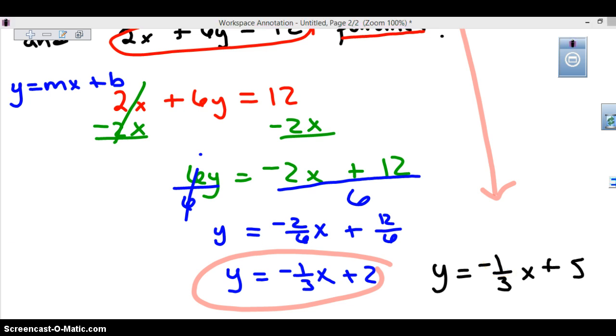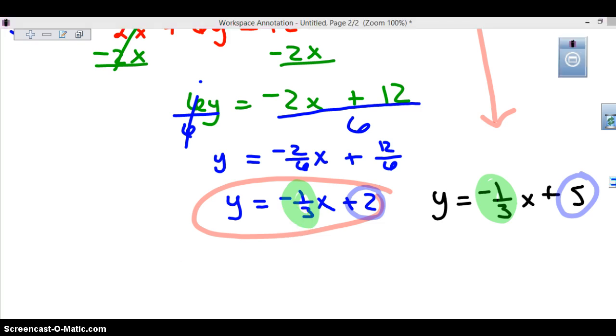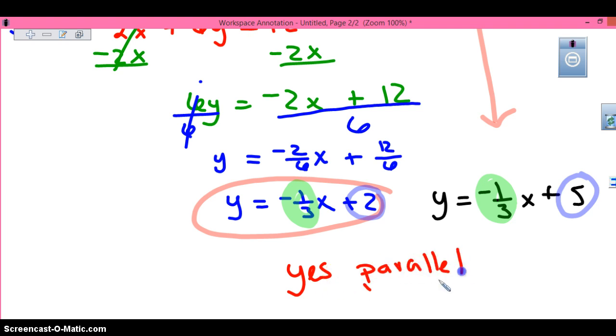Are these equations parallel? Are these lines parallel? Let's look at their slope. Same slope? Same slope. Different y-intercept? Different y-intercept. So are these lines parallel? Yes, they are parallel. Why are these lines parallel? They have the same slope and different y-intercepts.